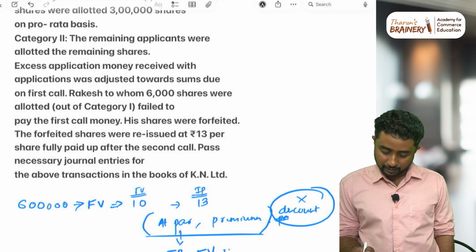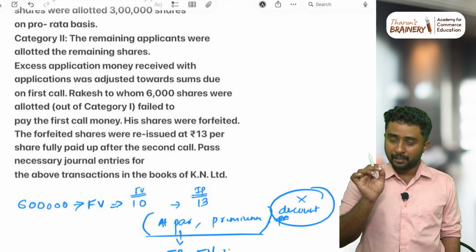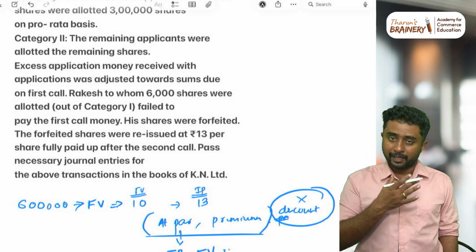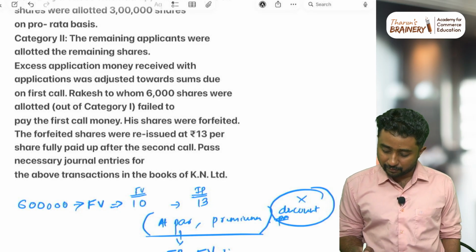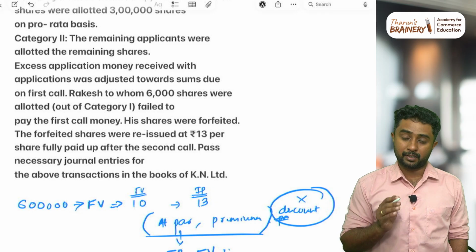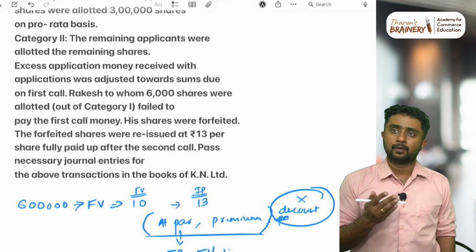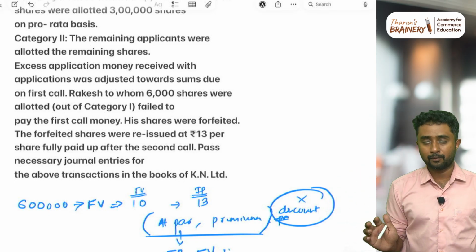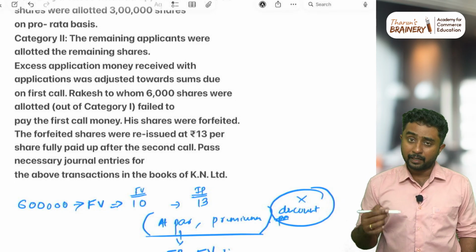The forfeited shares were reissued at 13 per share, fully paid up after the second call. Read the statement clearly. For Rakesh, we have waited for him to pay the first call money. After that, the immediate next sentence given here is his shares were forfeited. That means when is the forfeiture happening? What is forfeiture, by the way? Forfeiture is a situation where we are cancelling the shares because of the non-payment of one or more calls, one or more installments.